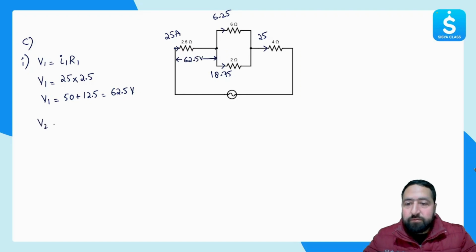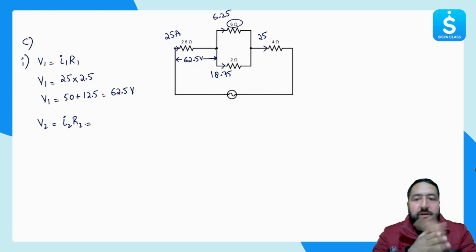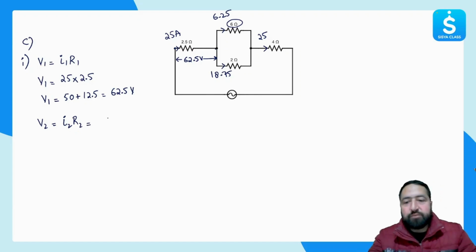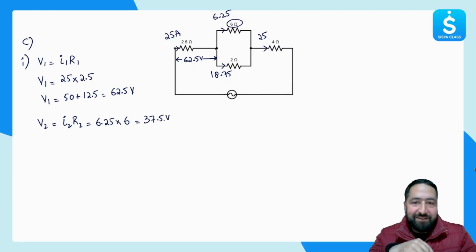Then V2. Let's see potential difference across this 6 ohm resistance. It will be I2 R2. What is I2? It is 6.25, multiplied by R2, which is 6. Got it? How much will this be equal to? It will be equal to 37.5 volts. Now potential difference across 2 ohm will also be the same because they are connected in parallel.